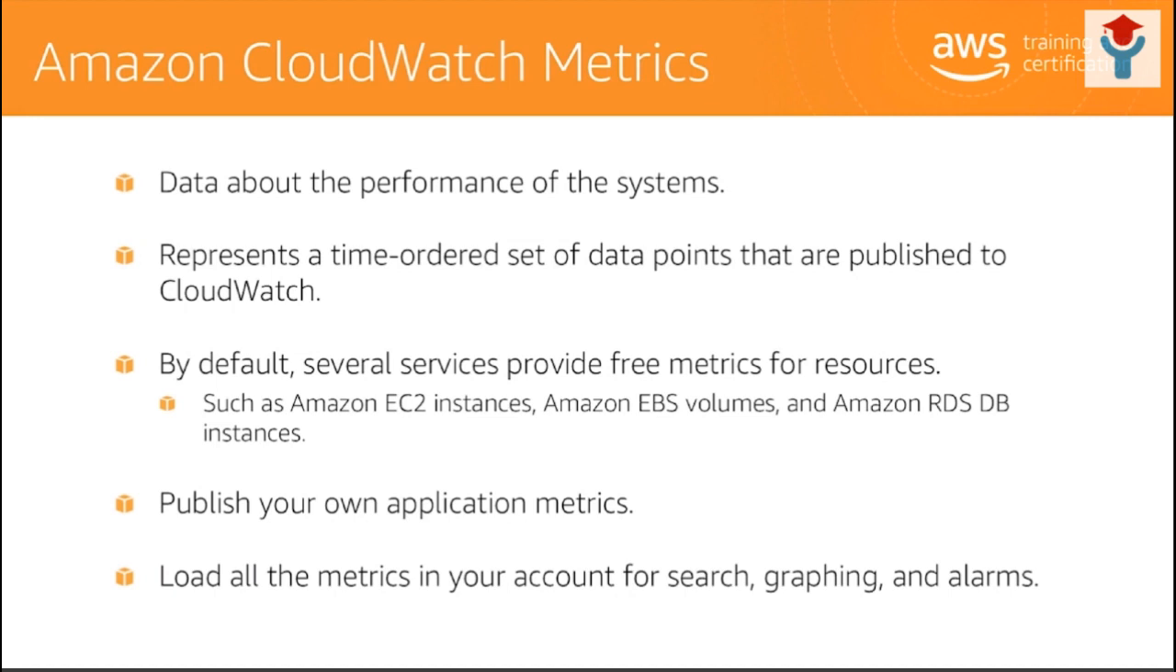CloudWatch metrics. This is where the data about the performance of your system comes from. It really represents a time-ordered set of data points that are going to be published to CloudWatch. By default, several services provide free metrics for your resources, things like EC2 instances, EBS volumes, as well as RDS DB instances. But you can additionally publish your own application metrics for an additional fee. All these metrics are loaded into your account for search, graphing, as well as activating alarms later on.